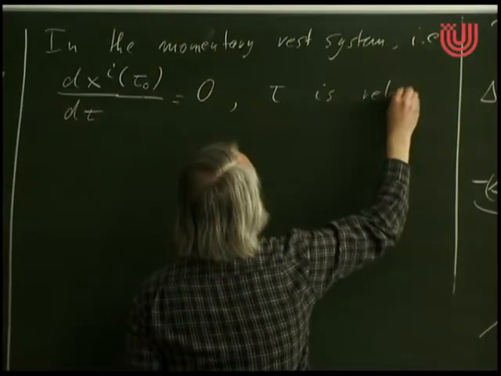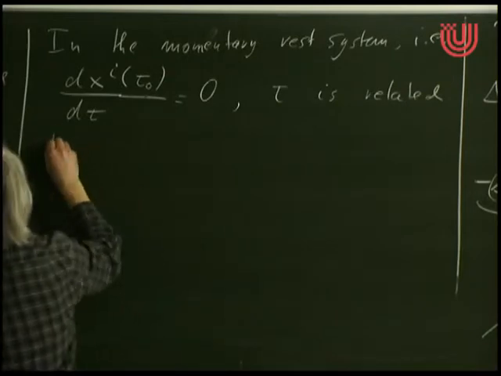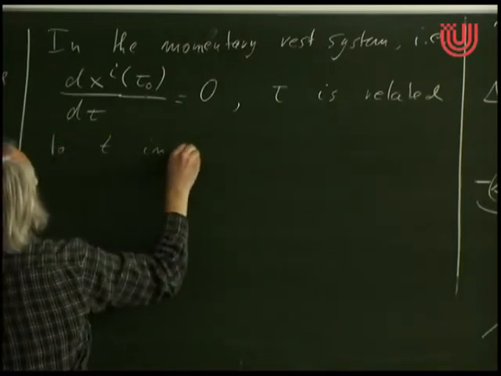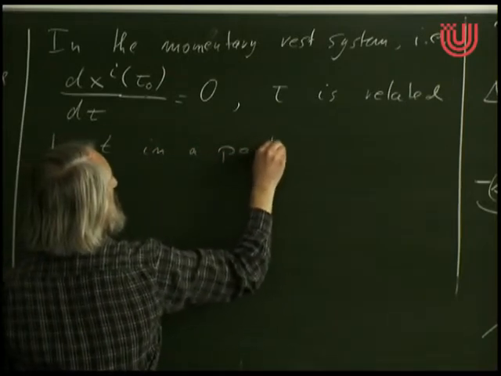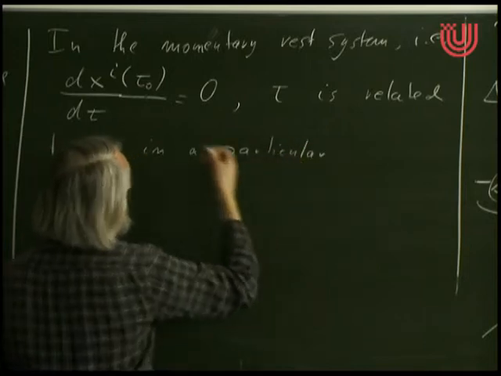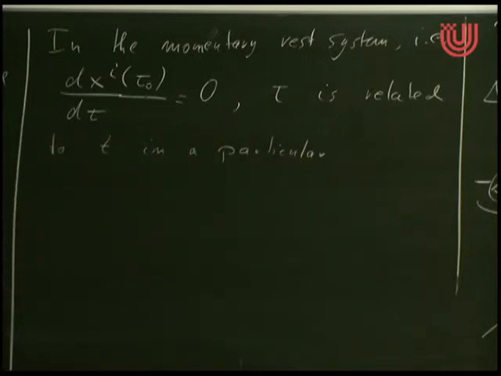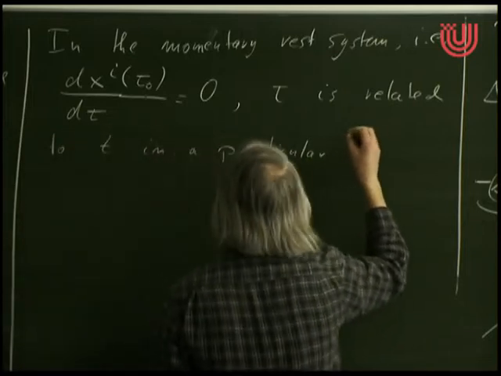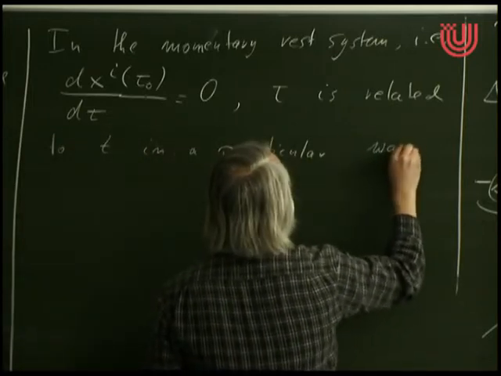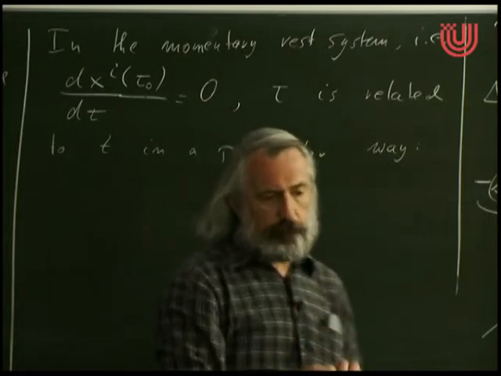Tau is related to t in a particular way, and that's what we want to calculate now. And this gives us the right idea how to interpret this particular time coordinate tau. So we calculate this now.